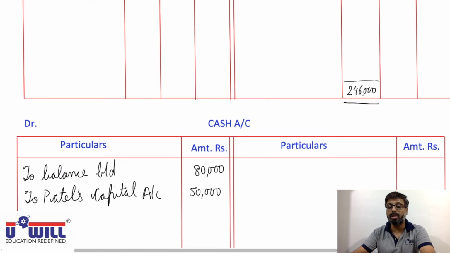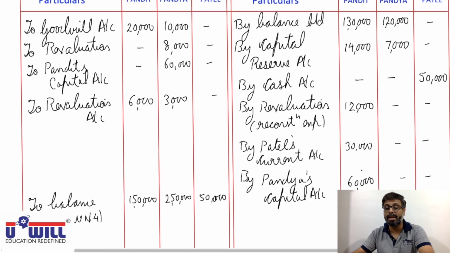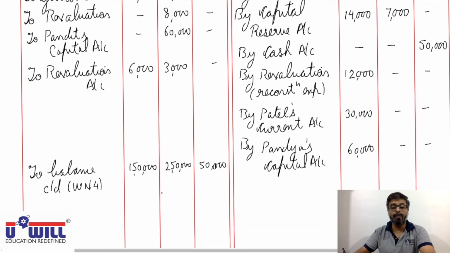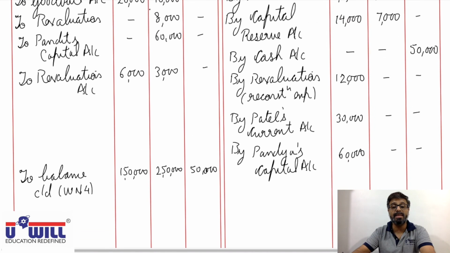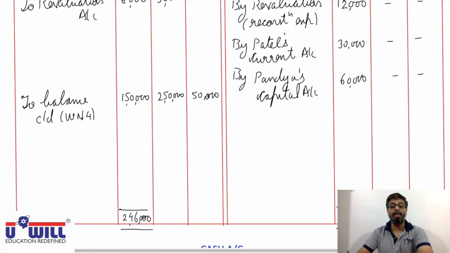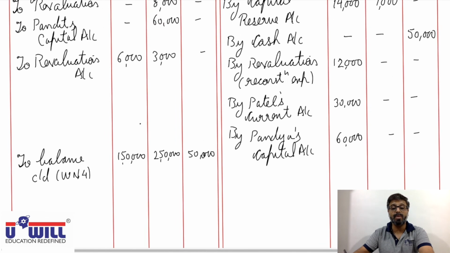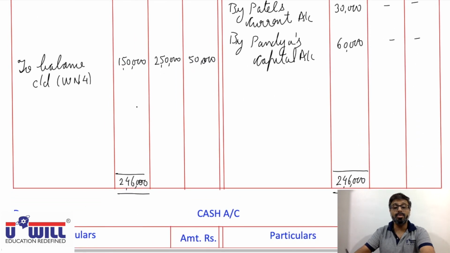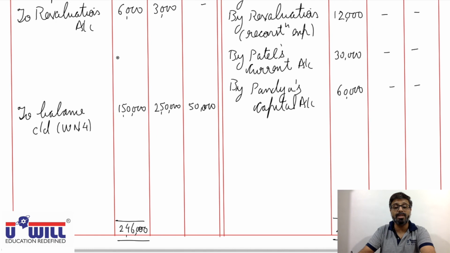So 130, 190, 220 plus 26, 246. 2,46,000 is the total of Pandit on the credit side. Write that on both sides, 2,46,000. Now from 2,46,000 you subtract all these amounts, 20,000, 6,000 as well as 1,50,000. So what balance do we have to transfer to the current account? 246 minus 176 is simply 70,000. This we will transfer to the partner's current account.